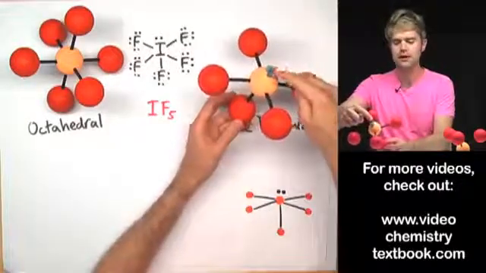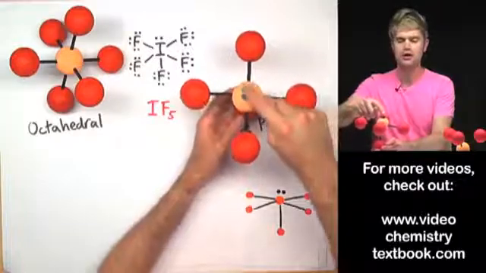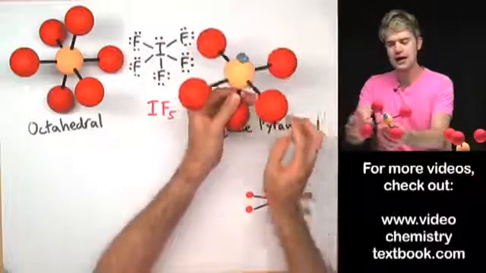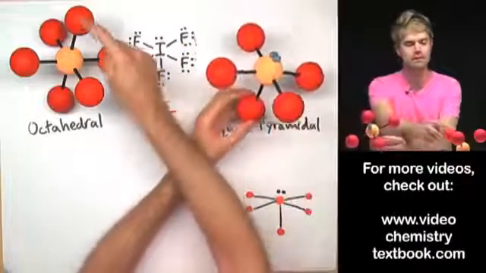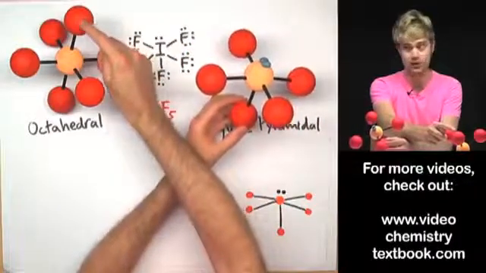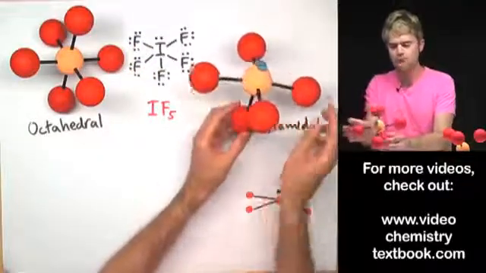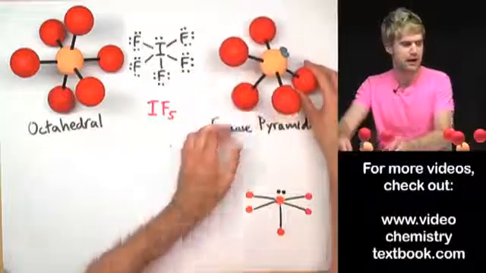With the square pyramidal, the unshared electron pair up here is pushing down on all of these atoms a little bit more than another bond or another atom would be if it were up here. Okay? So in the square pyramidal, all of these atoms are bent down a little bit.